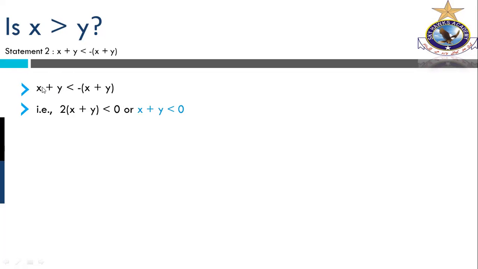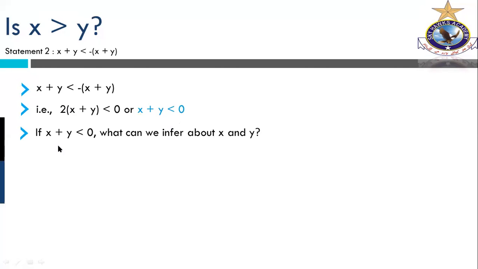Or in other words, you can say we are adding x plus y on both sides just to get rid of this negative x plus y. So when we are adding, we are getting twice of this. And here we have 0. So 2 cannot be 0. So we are just dividing both sides of the inequality by 2, and we will get the sum is less than 0. This is the situation that when we are adding these two numbers, where one is greater than the other, then the sum is less than 0. We are getting the negative value.